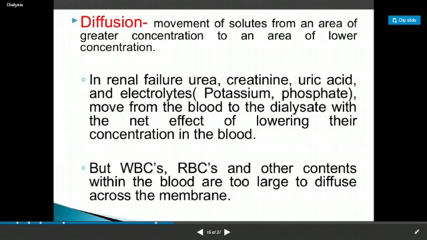Now we will see what kind of solutes will move across the semi-permeable membrane during hemodialysis by the process of diffusion, the movement of solutes from an area of greater concentration to an area of lower concentration. In renal failure, urea, creatinine, uric acid, and electrolytes, which include potassium and phosphates, move from the blood to the dialysate, with the net effect of lowering their concentration in the blood. This is the main function of the kidney, which is now performed by the dialyzer acting as an artificial kidney. But the WBCs, RBCs, and other contents of the blood are too large to diffuse across the membrane, and they don't need to be removed. That's why they remain there.